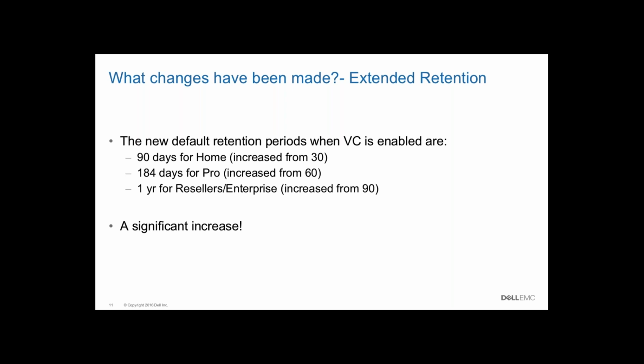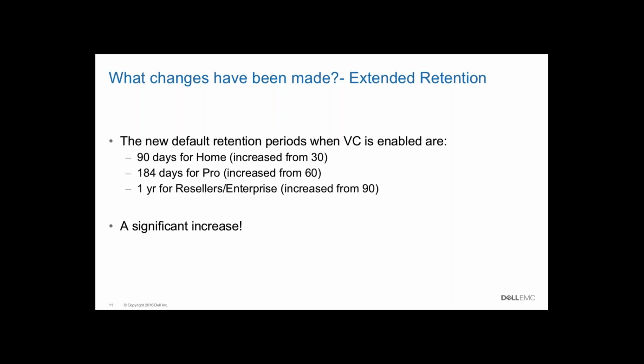Okay, so once it's enabled, and you can see the retention periods here on screen, our default retention periods will go from, for home customers, 30 days to 90 days. So it goes from 1 month to 3 months. Where previously, if you needed to restore a file, you could only go back 30 days, you can now go back 90 days and restore a file.